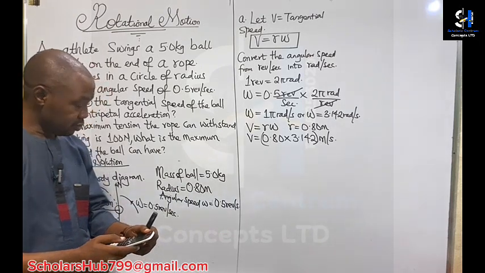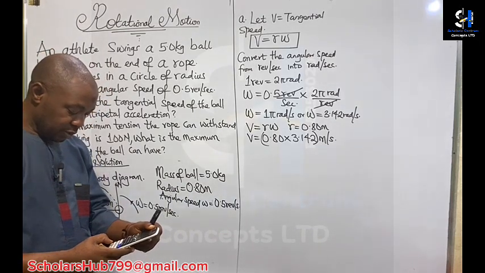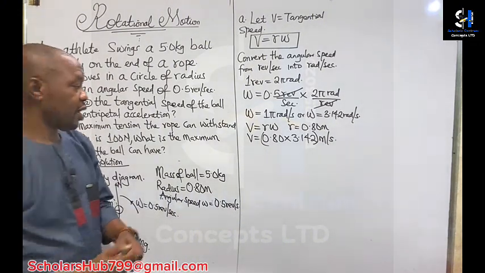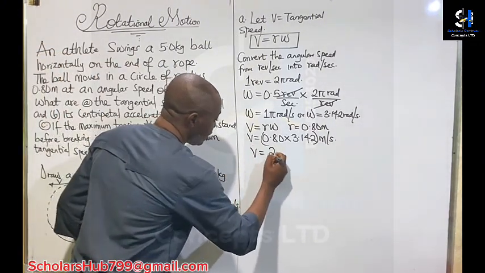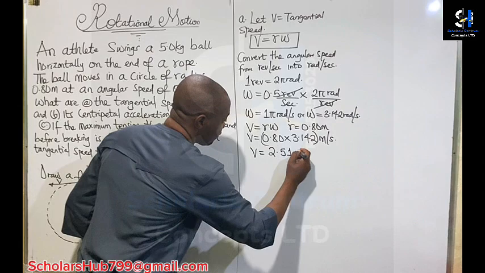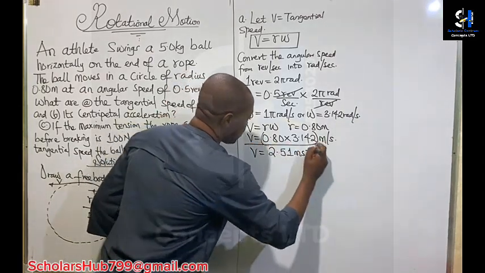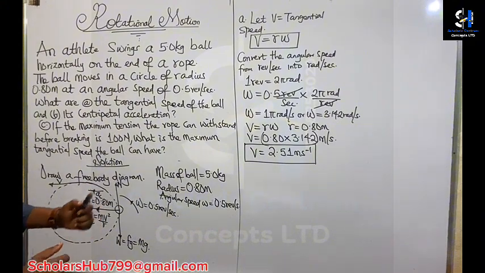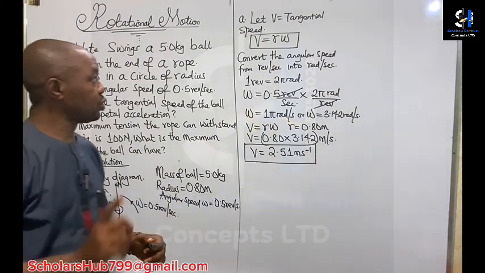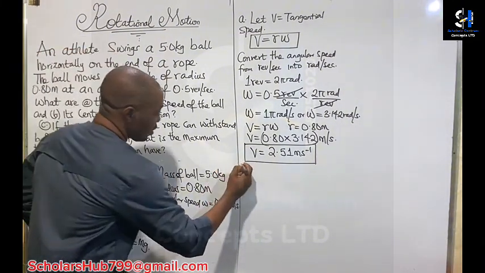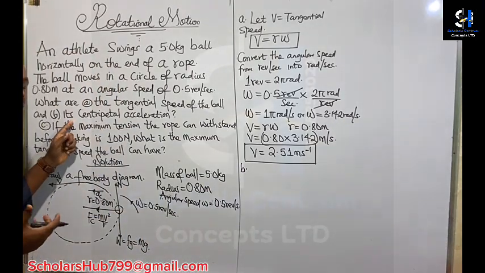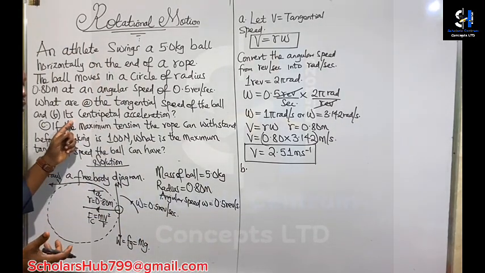That is linear speed. So we have 0.8 multiplied by 3.142, that will be 2.51. So the velocity is 2.51 meters per second. This is the tangential speed of the ball, which is the first question. Now let's talk about the second question, which is for us to calculate the centripetal acceleration.